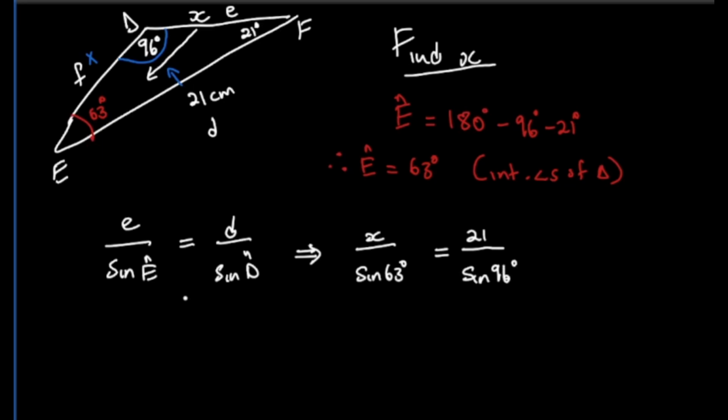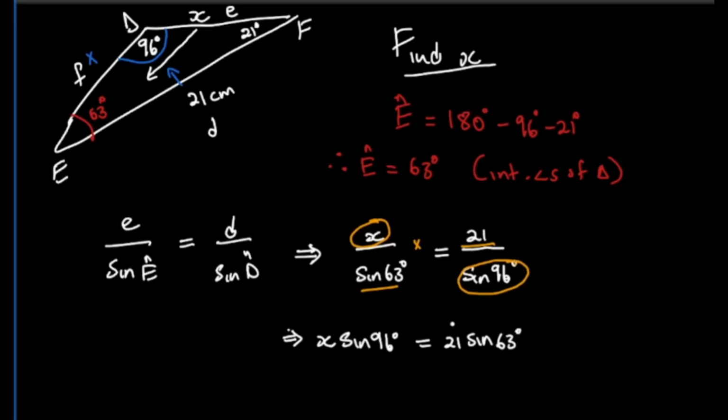What do you do from here? You're going to cross multiply. So we're going to take this x and multiply that with the sine 96. Then you do the same, this times that. So let's quickly work on that and then isolate x. This will be x, the sine of 96 degrees, equate this to 21, the sine of 63. You understand where that is coming from?